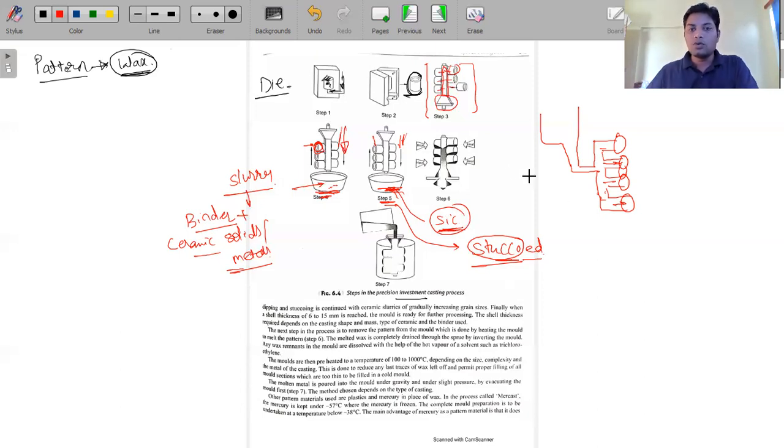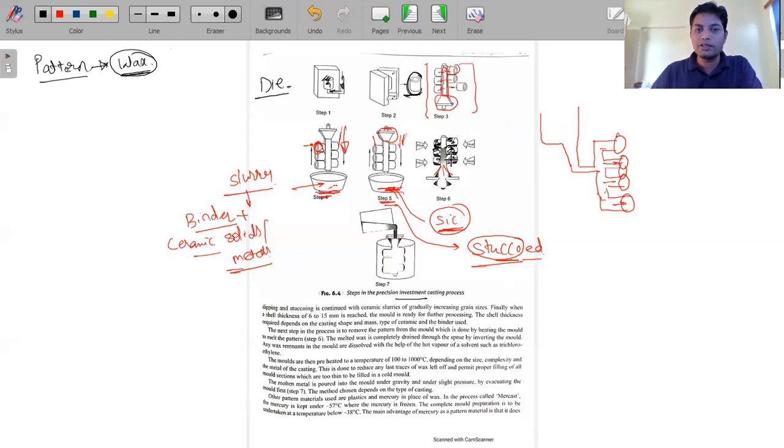Now after that we rotate this one. If you see, the pouring basin is at the top position. Now we are again keeping it over, this is the pouring basin now. If you see this one, this black color is basically inside the wax pattern.